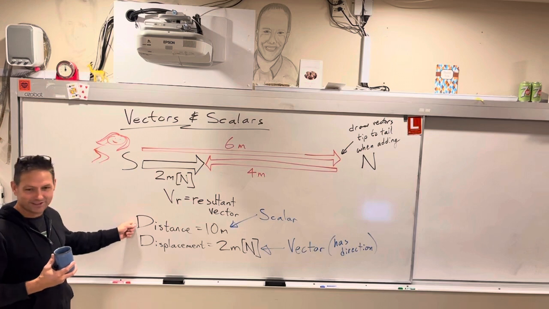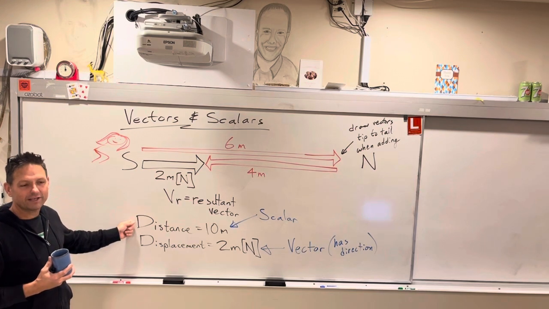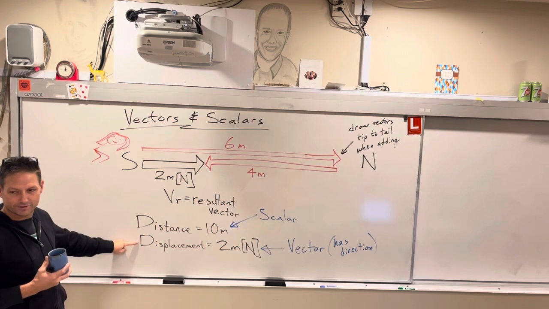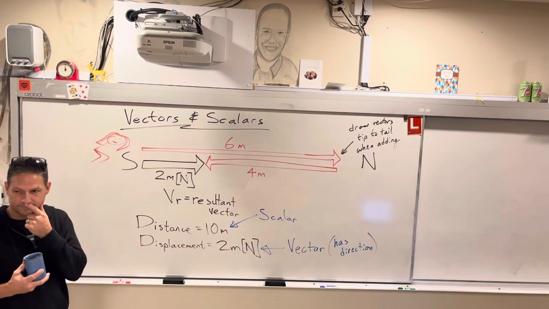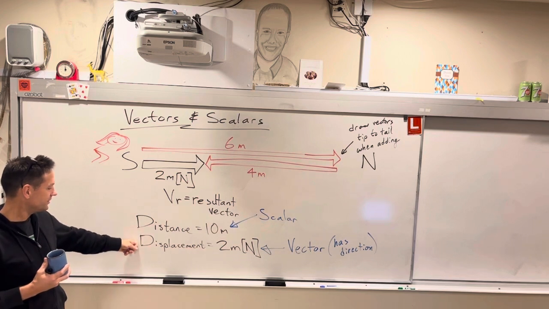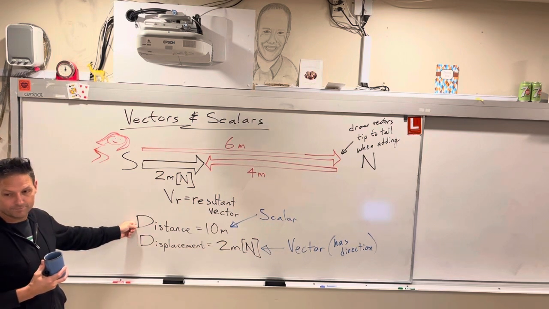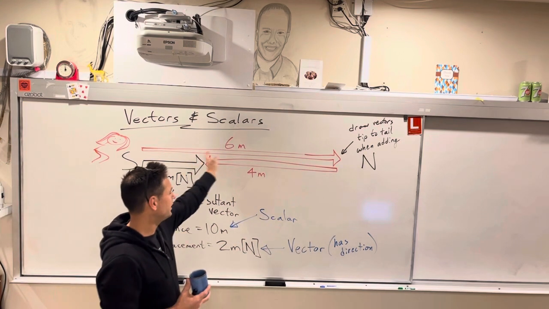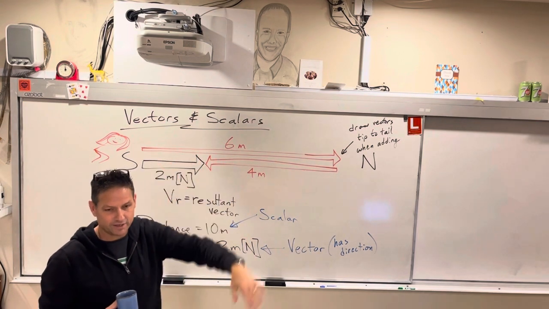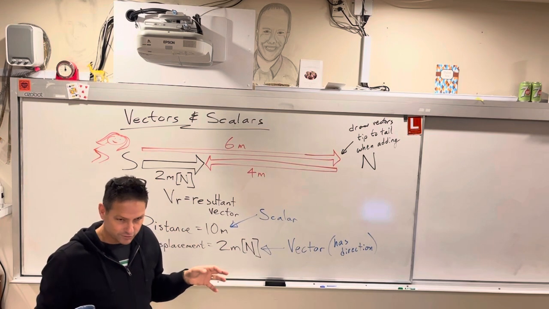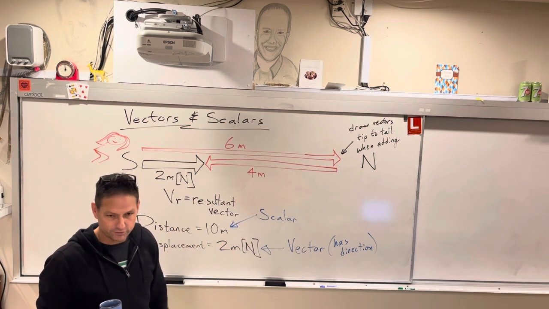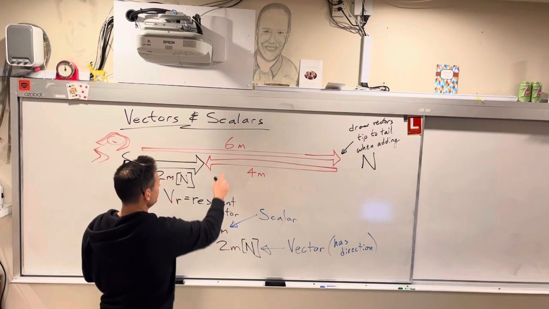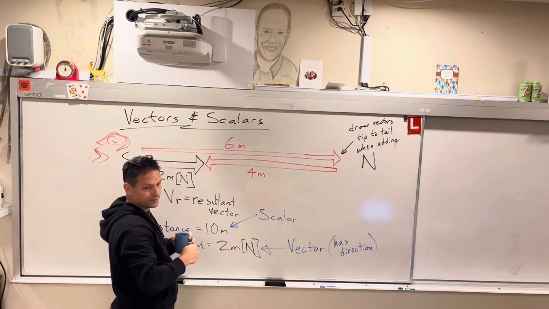Distance is a scalar. What makes this a scalar as opposed to displacement? Direction. Yeah, this has a direction, distance does not. So distance doesn't care about the direction. Doesn't care that you went north and then south. It just adds everything up. It's only the magnitude. It's only the quantity of what you did.